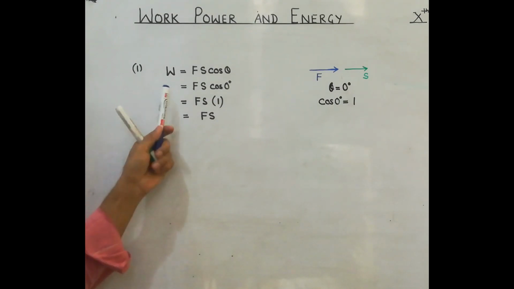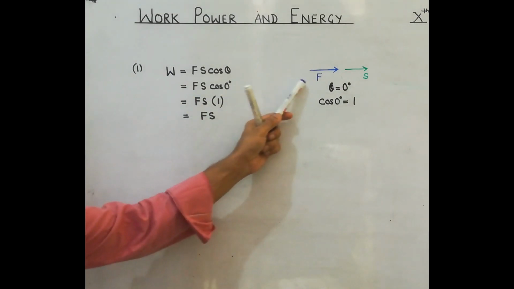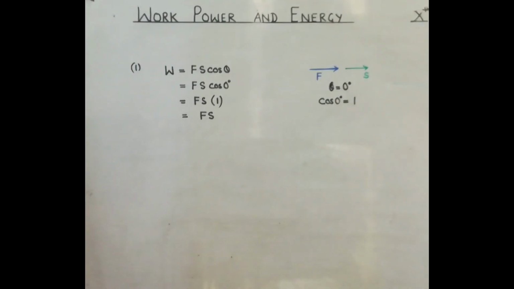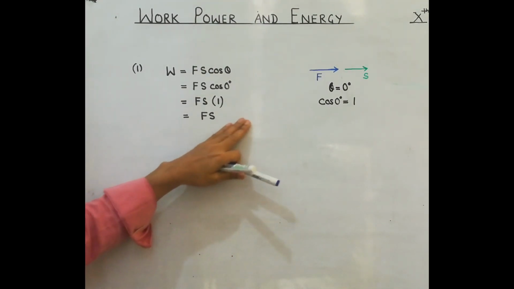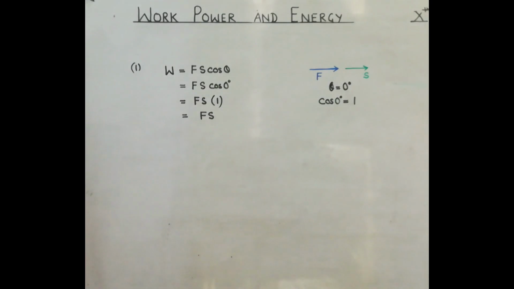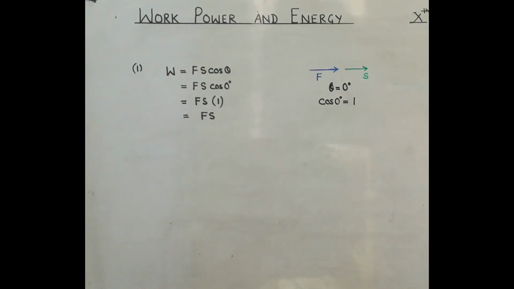So this is the formula when force and displacement both are in the same direction, and we say that we get the maximum work done, that is a positive maximum work done. In most of the numericals where the angle between force and displacement is not mentioned, we will consider that force and displacement both are in the same direction. Now let us take case 2.